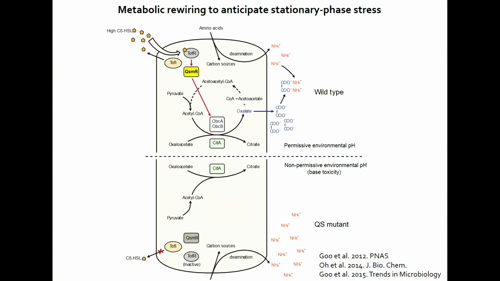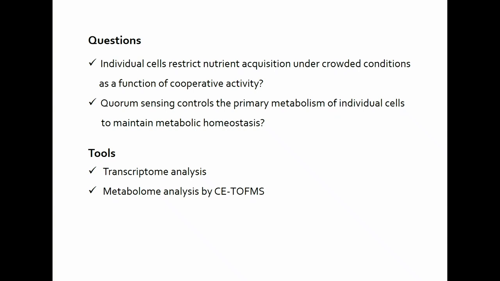It can be produced from QS positive strains, but in QS minus strains there's no quorum sensing system, so there's no oxalic acid. But they still utilize amino acids as carbon source, so they still produce lots of ammonia. Burkholderia species, not only glumae but other Burkholderia species, are very sensitive to high pH. So they die. If you grow the quorum sensing mutant in LB broth, they die after one day because of the alkaline toxicity. So oxalic acid is a key element in the Burkholderia glumae quorum sensing system. We have many questions, but I suggest two questions that I want to deliver today. One is that individual cells restrict nutrient acquisition under crowded conditions as a function of cooperative activity.